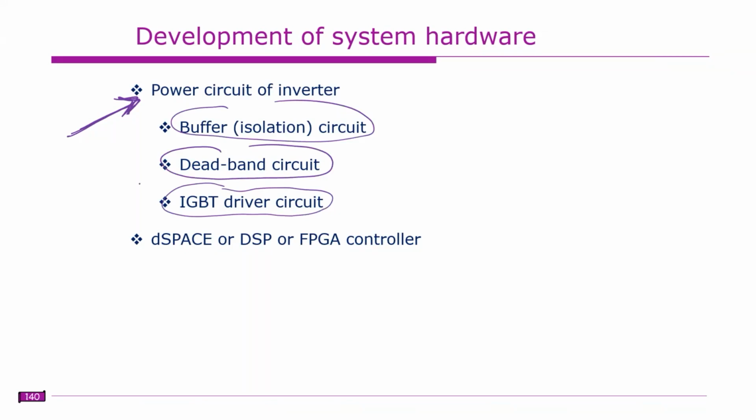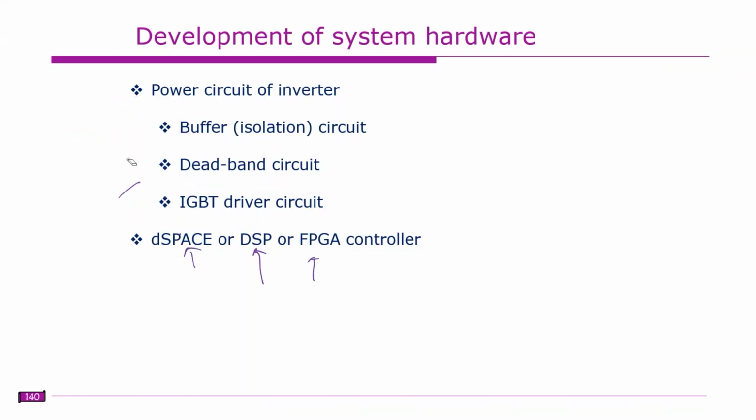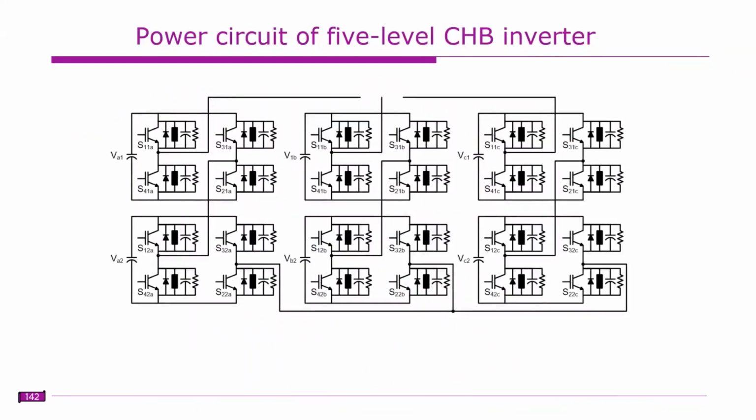Next we require a controller. It may be a DSP or an FPGA controller. Any one of them we use based on the speed. Usually the DSP speed is low, next we have dSPACE, and after that we have FPGA. So how is the power circuit? This is the power circuit. For example, we have this cascaded H-bridge inverter, and here you have DC sources, one on each side.